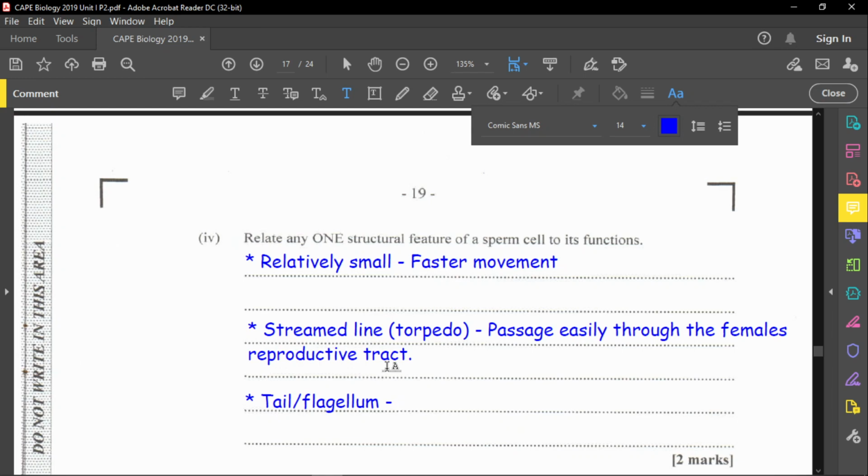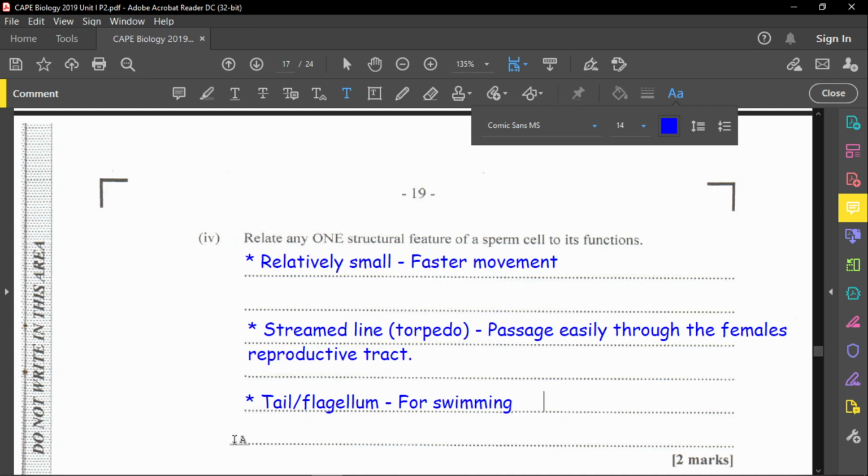But if you run out of options, and based on the number of marks, then why not list them? So if this was 6 marks or 4 marks, you want to list everything. So this contains a flagellum, and the flagellum allows it to swim. So this is just for swimming. Very important to note that as well, right?